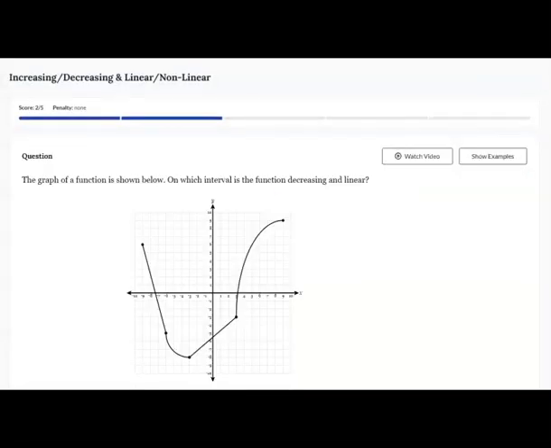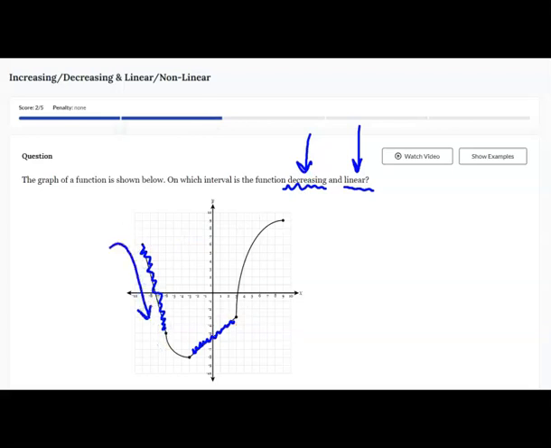Again, read carefully to find the characteristic you're looking for. It has to be decreasing and it has to be linear. I find this one easiest to identify first. Only this section and this section are linear, and only one of them is moving downwards.